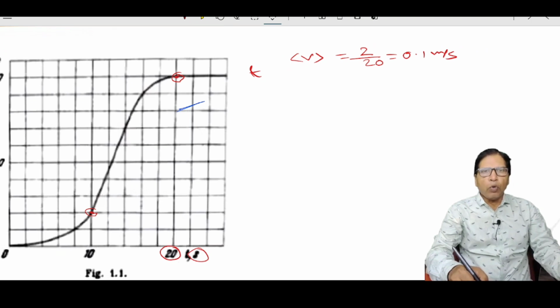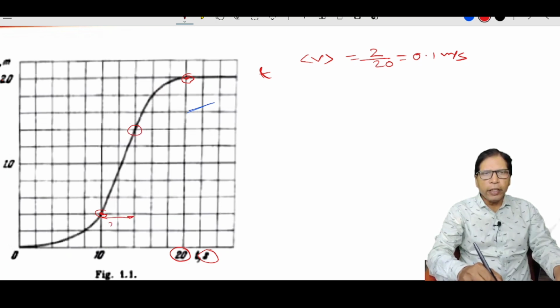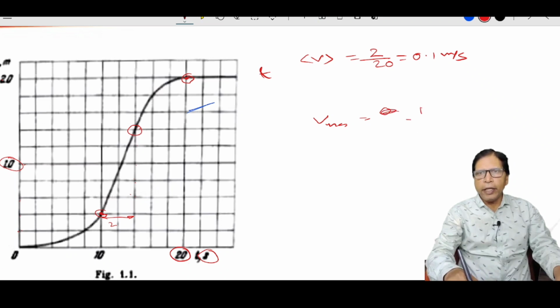Now we have to calculate the maximum velocity. The graph is steepest from this to this. Here time is only 2 seconds, and here the distance traveled is 5 divisions, and 5 divisions is equal to 1 meter. So the maximum velocity v max is 1 meter divided by the time interval of 2 seconds. So the maximum velocity is 0.5 meter per second.